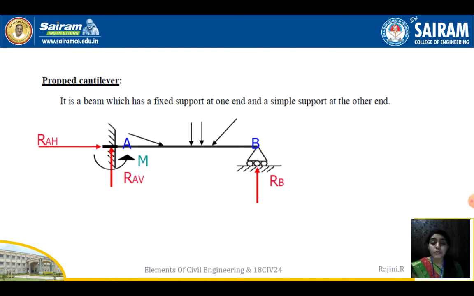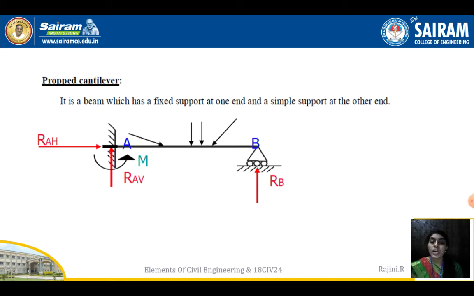And one more thing, in a propped cantilever the beam should be fixed on one side, and on the other side it can be on a roller, a hinge, or a simple support. It may be on any other support. But in this figure I have shown the roller support, right? One side fixed, one side on the roller.